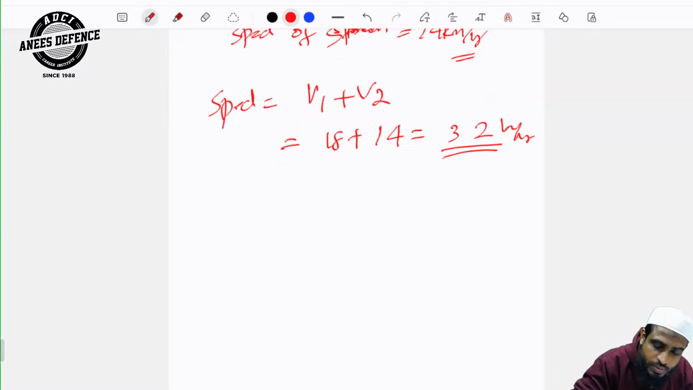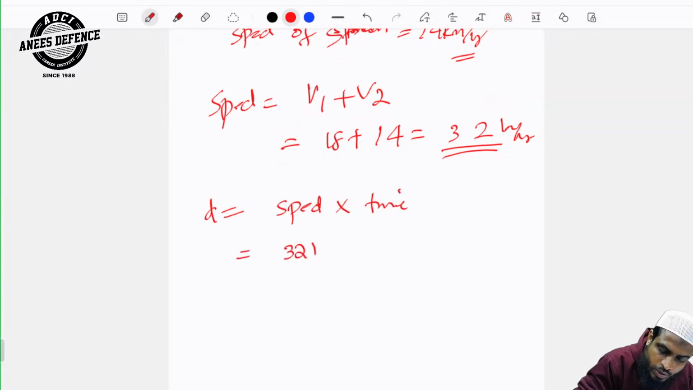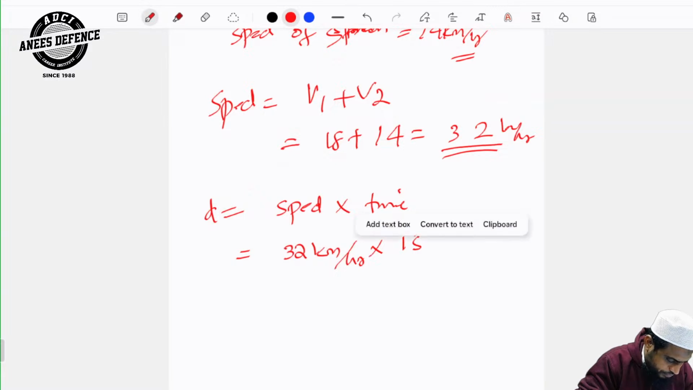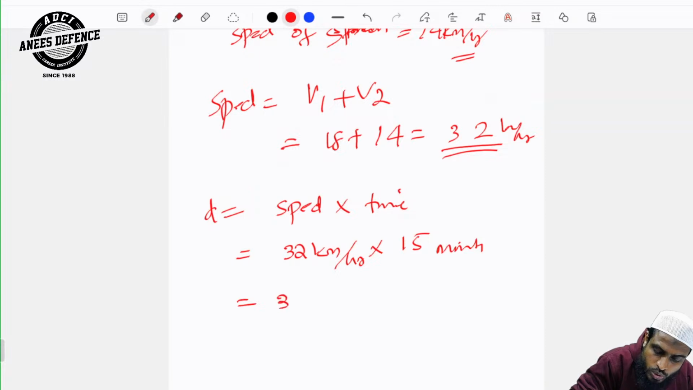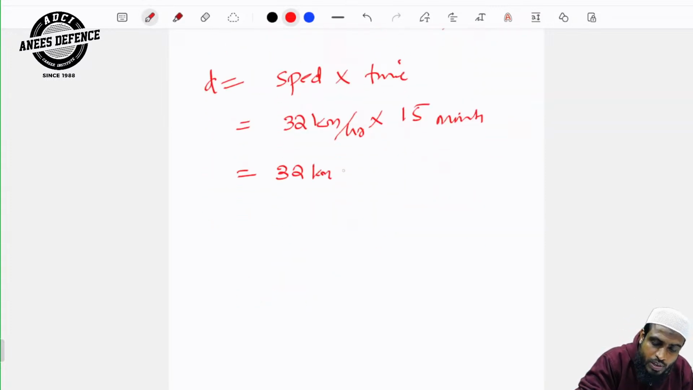Then how much distance? Distance is equal to speed into time. Speed is 32 kilometer per hour. Time is 15 minutes. So what you have to do? 32 into... here the answer is given in kilometer, so you have to convert minute into hour. 32 kilometer per hour into 15 minutes.